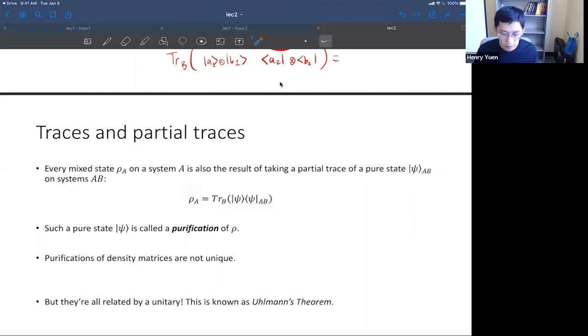Another way of thinking about it is that if someone hands you a mixed state, there is some other system out there which you don't see, the system B, which your mixed state is entangled with, and you're only seeing part of the entangled state. This pure state, psi, is called the purification of the mixed state that you're given.